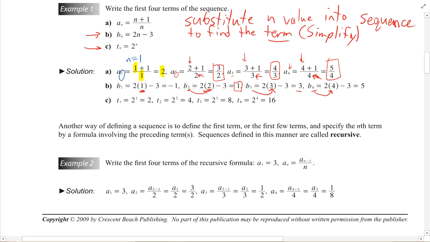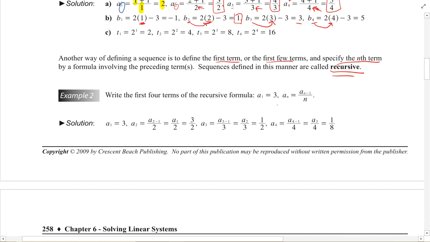Another way of defining a sequence is to give the first term or the first few terms, and then specify the nth term by a formula involving the preceding terms. If you're doing that, it's called recursive. So you write the first four terms of the recursive formula. Using this formula, you substitute in, and for n equals 1, you get 3. For n equals 2, you substitute in and you get 3 over 2, and so on. What's changing is that this changes each time. So here a1 equals 3.